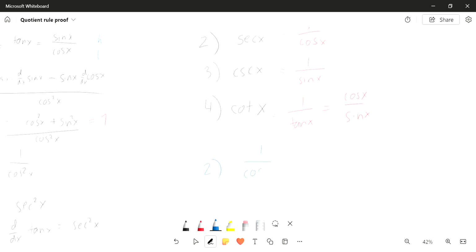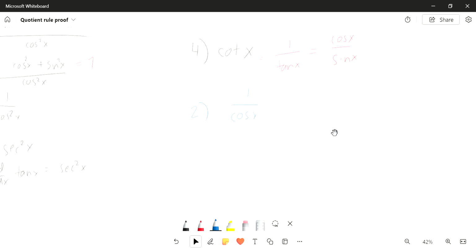So now we have 1 over cosine x. So that means we take 1 as our high and cosine x as our low. So low d high means cosine x multiplied by the derivative of our high, which is just 1, minus 1 times the derivative of cosine x, all over cosine x squared.